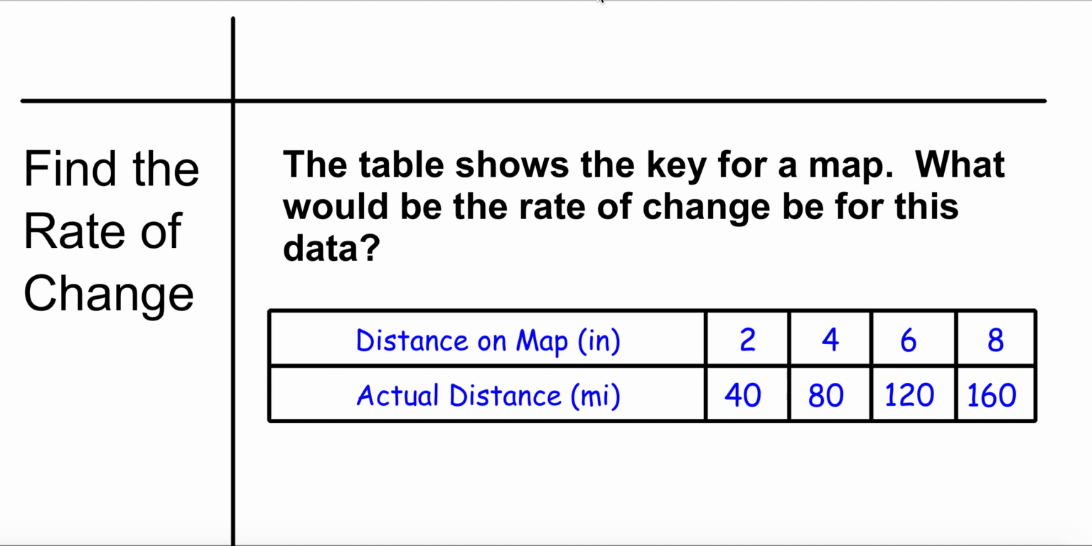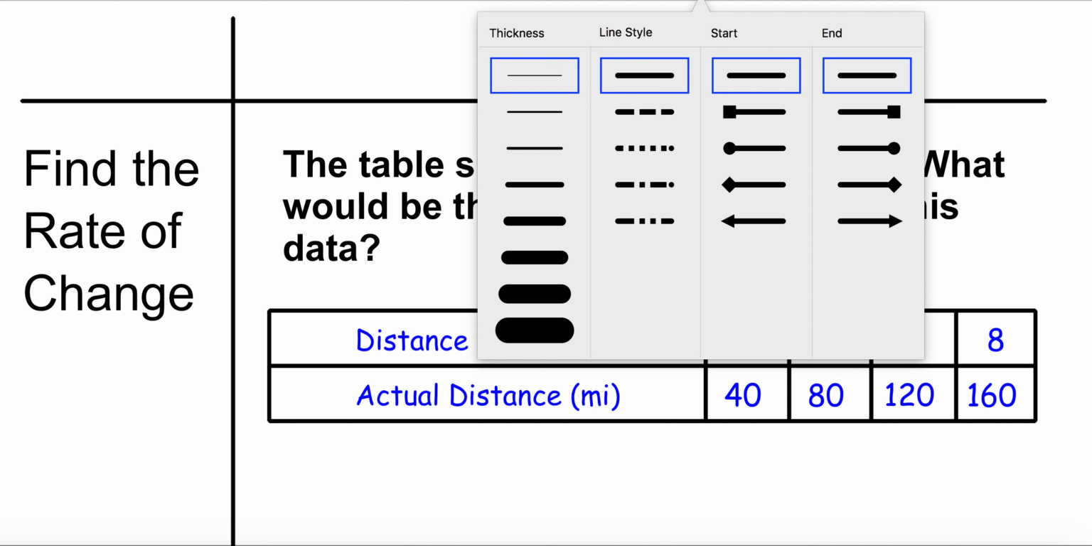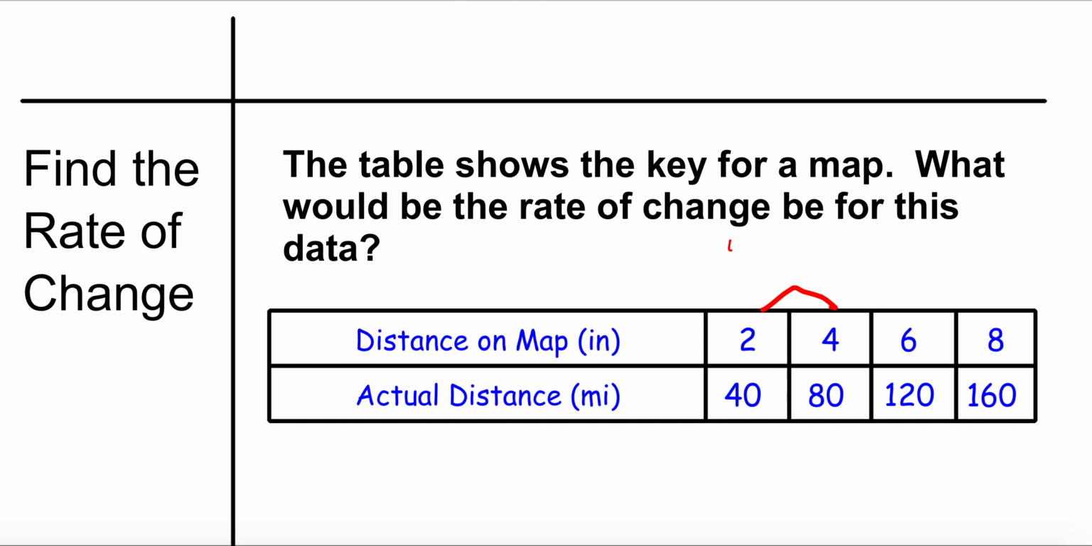Here's the first thing we're going to do. Again, it's always beneficial to show as much work as you can. So what I want to do is find the difference between these, and in order to find the difference between those, I am just going to subtract. So I'm going to take 4 minus 2, and it gives me a 2. Then I want to find the distance between these, which is 6 minus 4, which is 2. And last but not least, 8 minus 6, which is 2.